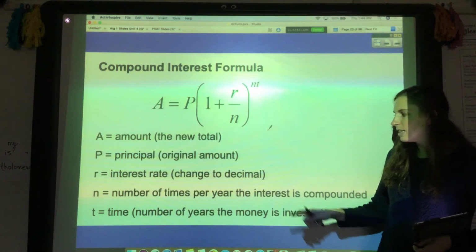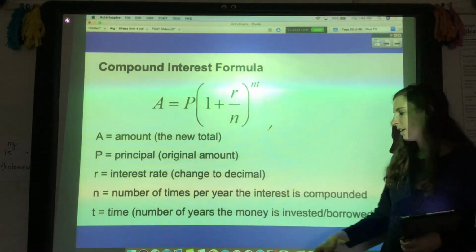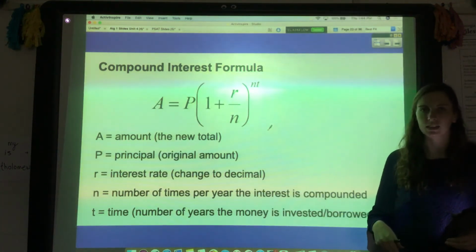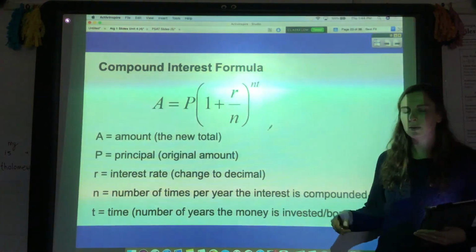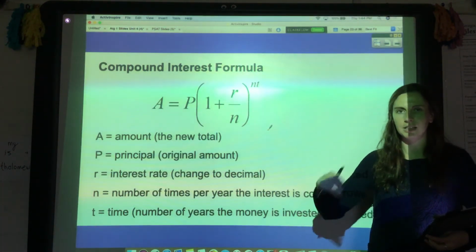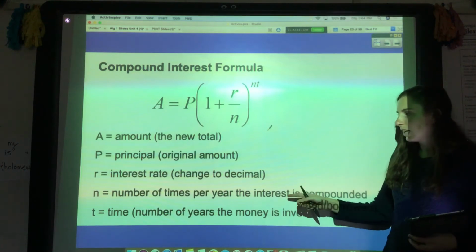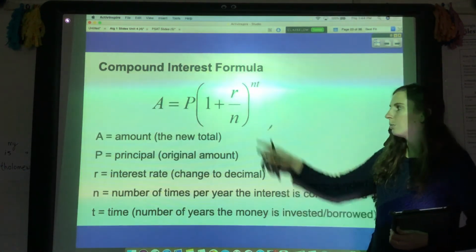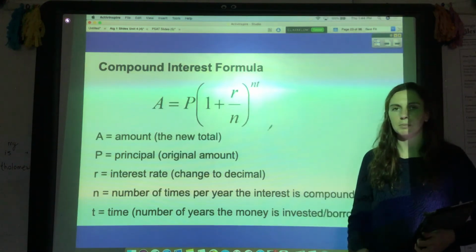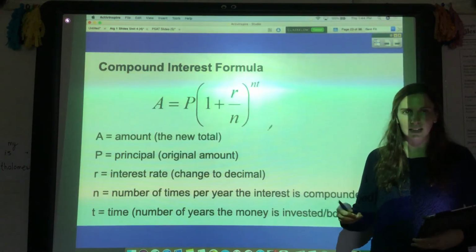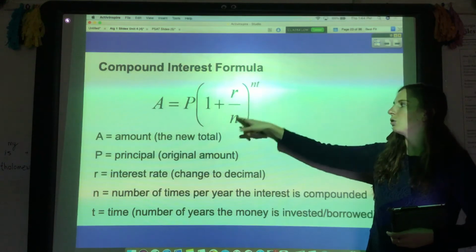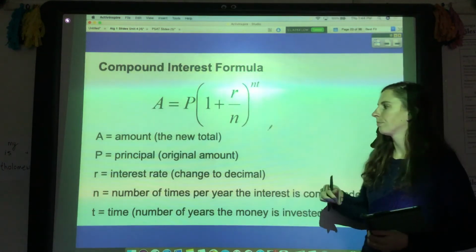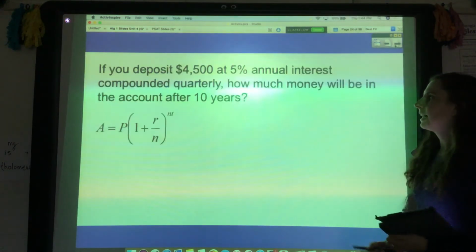However, the n is the number of times per year that the interest is compounded. So remember, compounding is when you calculate the interest and you add it on. If it's compounded monthly, so 12 times a year, you would put in a 12 for n. If it's compounded semi-annually, like twice a year, you would put in a 2 for both of those n's. Let's see this in action.